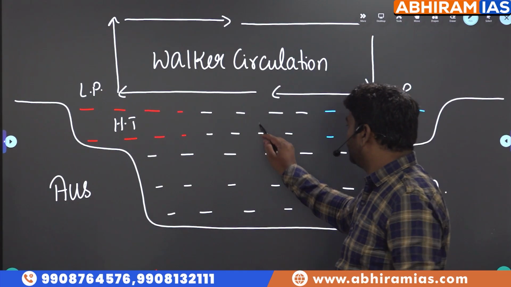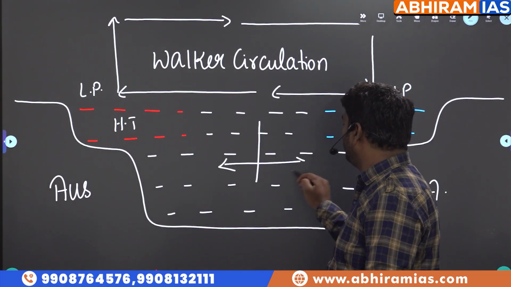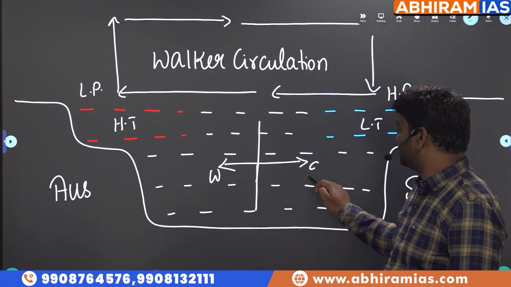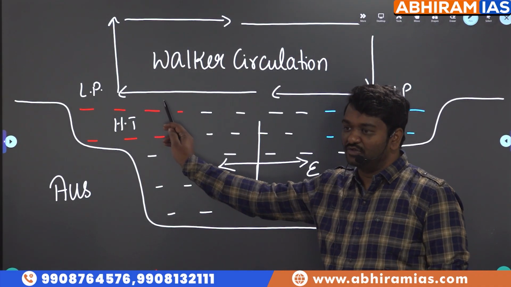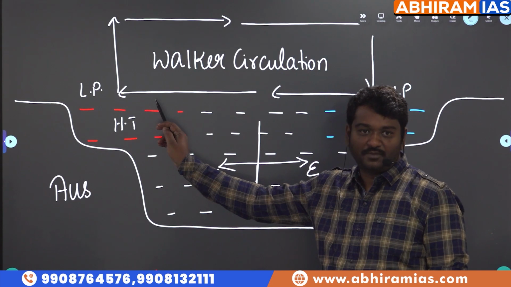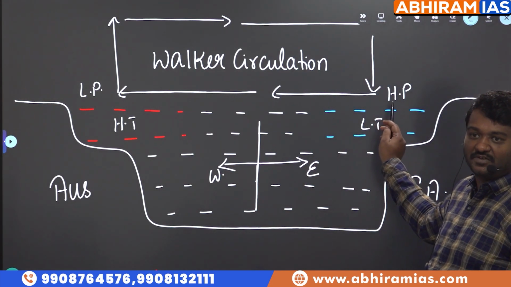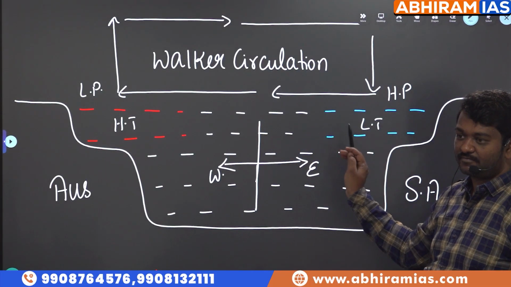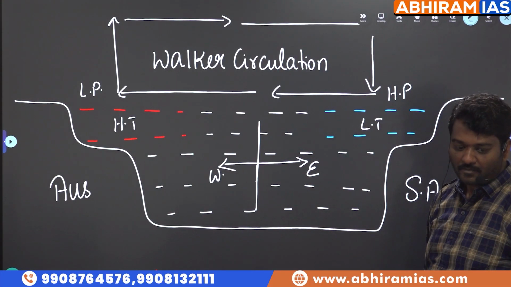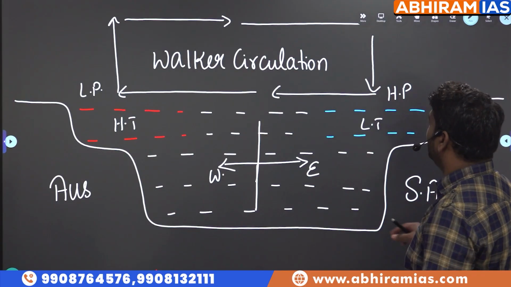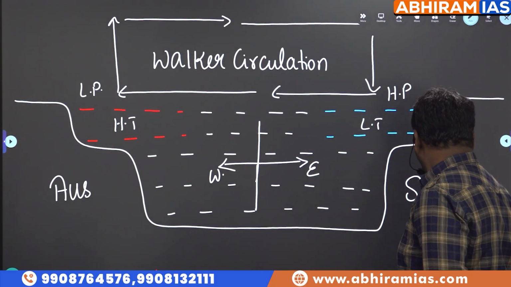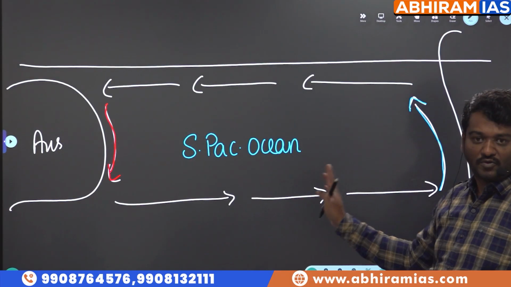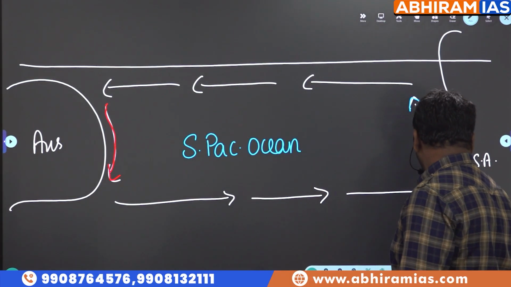Now can you try? During Walker circulation, this is west and this is east. Western side of the Pacific Ocean, which current will be there? Warm currents. Eastern side of the Pacific, which currents will be there? Cold currents. This is what you can derive. I'll help you out, but you got this? Everyone, you understood this, right? No doubt. Okay, good.